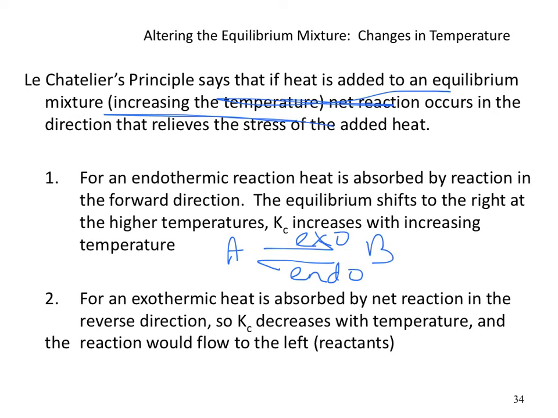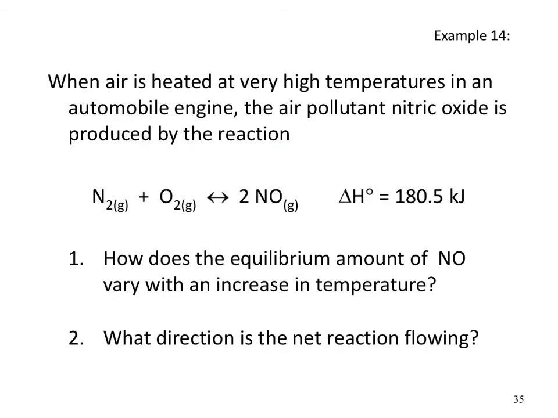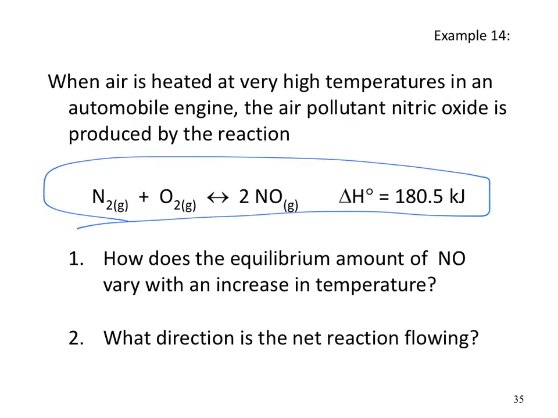And so if the forward reaction is exothermic and you continue to increase the temperature, that means that heat is being absorbed by the backward reaction, and so the overall reaction would flow to the left-hand side. All right. The question is, when air is heated at very high temperatures in an automobile engine, the air pollutant nitric oxide is produced. So that's the reaction. How does the equilibrium amount of NO vary? So is it going to increase or decrease with an increase in temperature?